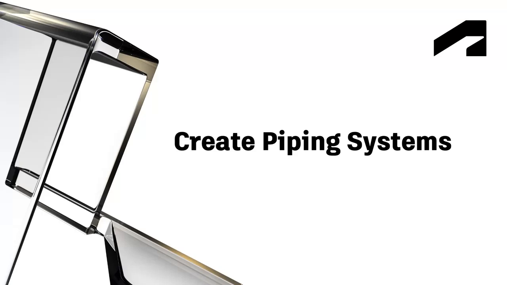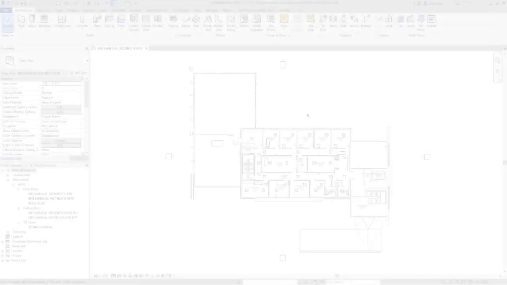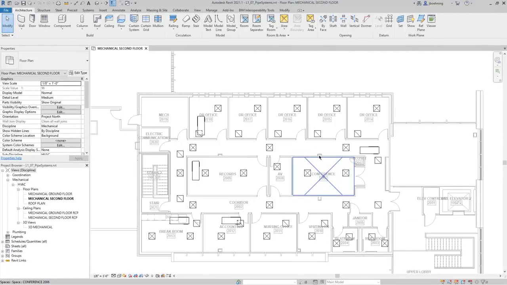In this lesson, we will cover creating and editing piping system types and creating and editing piping systems. On the second floor of this building model, I have placed water source heat pumps. We can create piping systems to indicate which heat pumps are on which system. In this case, all 5 of the water source heat pumps will be on the same piping system, but there will be multiple piping systems. For example, we'll need condenser water supply and return, and heating hot water supply and return.